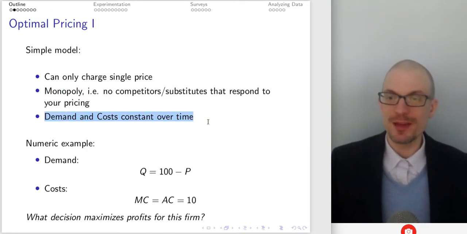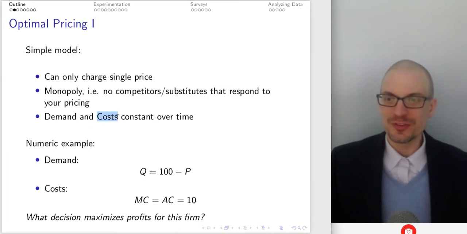We're assuming demand and costs are constant over time. Is that a good assumption? I mean, I don't know, right? Because in the midst of a pandemic, we have the situation where there's a massive increase in demand for some things, massive decrease in demand for other things, right? Massive increase in demand for Zoom and other teleconferencing technologies, massive decrease in demand for cruises.